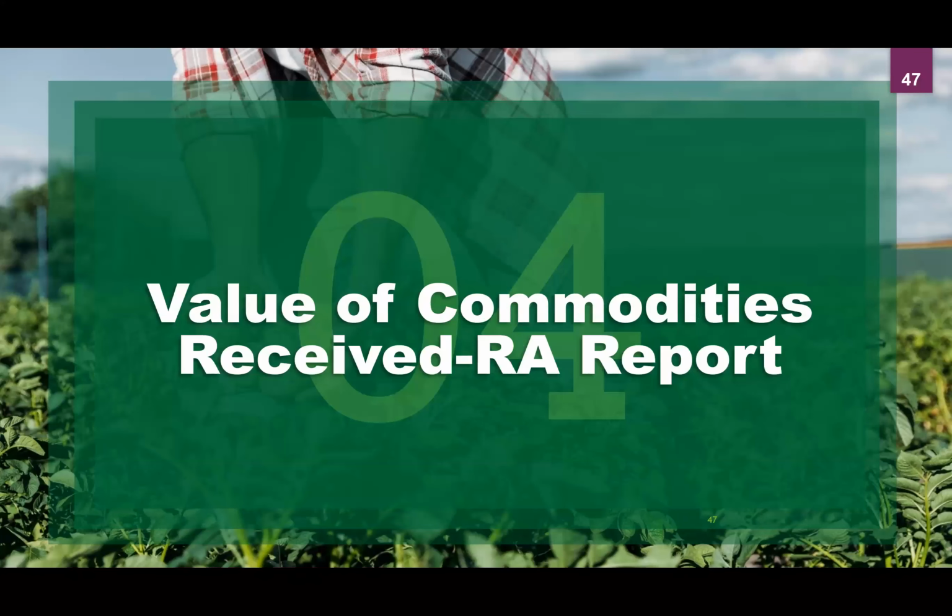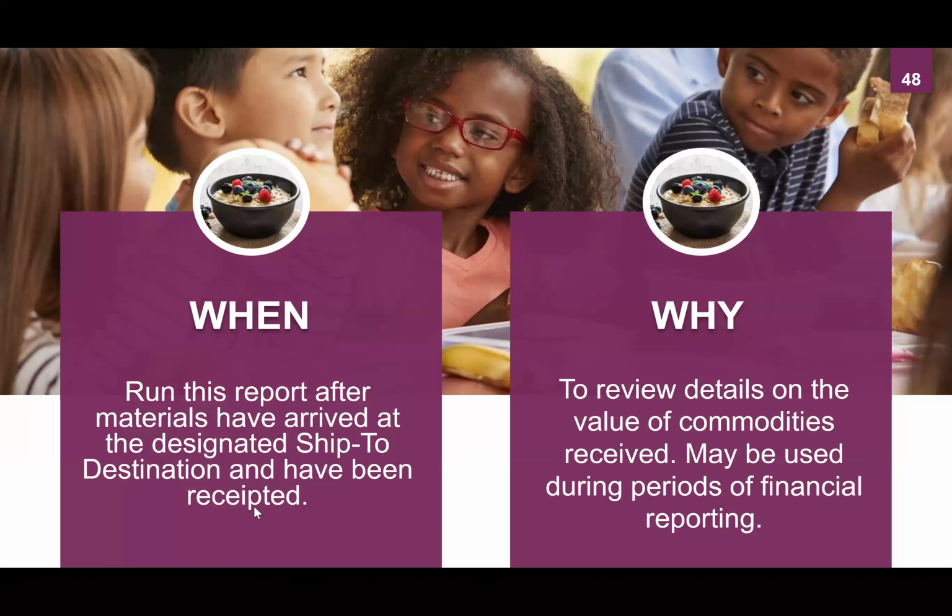Okay, so now we're going to take a look at the value of commodities received RA report. When we look at this report, we're going to run it after materials have arrived at the designated ship to destination and have been receipted. So these things have actually arrived and they are there. The reason is that we're going to review details on the value of commodities received, which may be used during periods of financial reporting. So when we do the financial report in the spring, you will have this information for that.